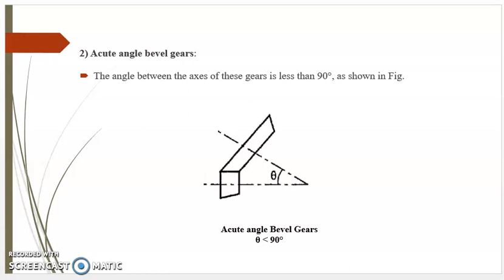Acute angle bevel gears. The angle between the axes of these gears is less than 90 degree as shown in figure. This is the angle theta, it is less than 90 degree.